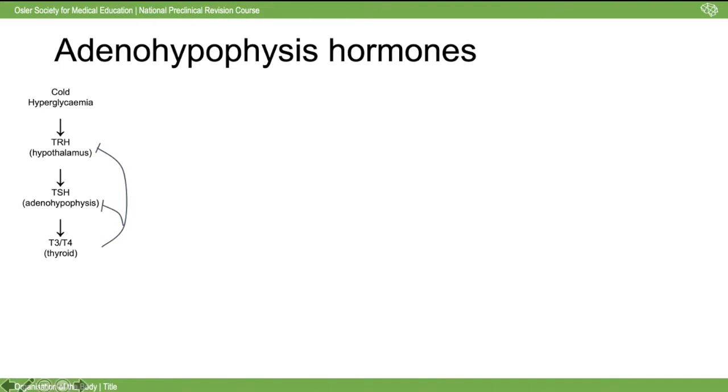And that leads to the production of TSH by the adenohypophysis. TSH, thyroid stimulating hormone, then stimulates the thyroid to produce T3 and T4, which are the thyroid hormones. And those act via negative feedback to inhibit TRH and TSH release.